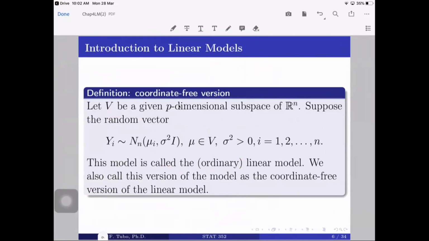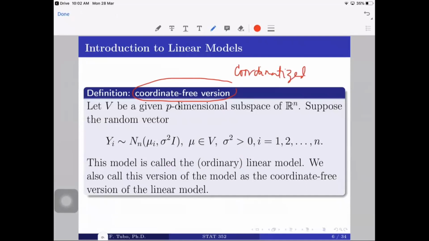So in linear models, you will have two versions of it. One is the coordinate-free version, and the other one is the coordinatized version of the linear model. Let's start with the coordinate-free version. So let V be a given p-dimensional subspace of Rn.